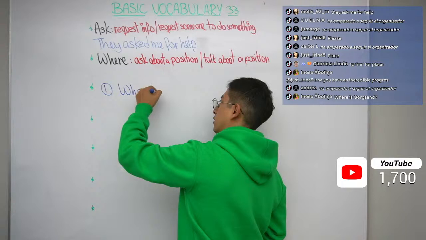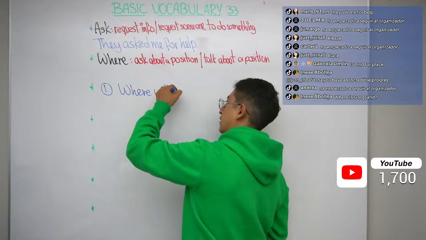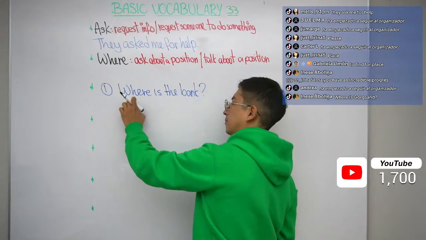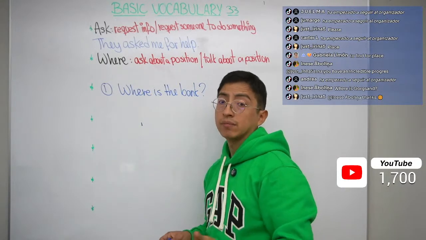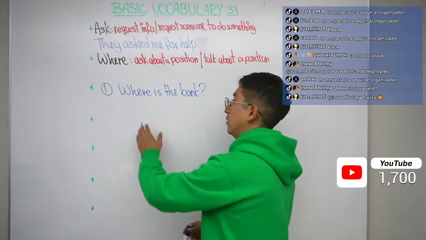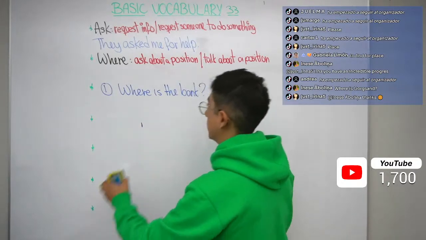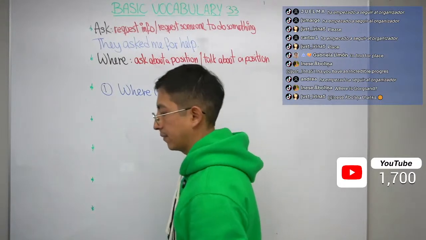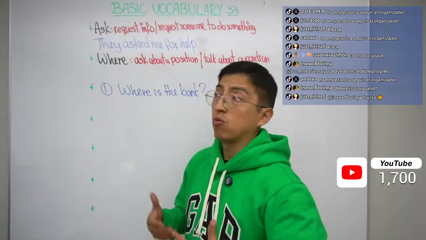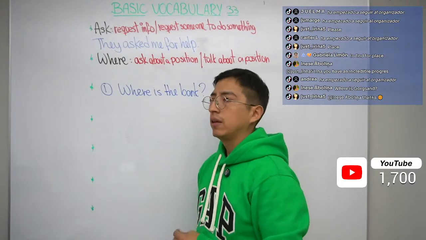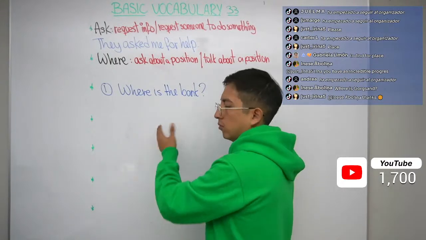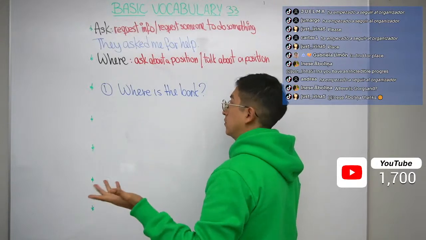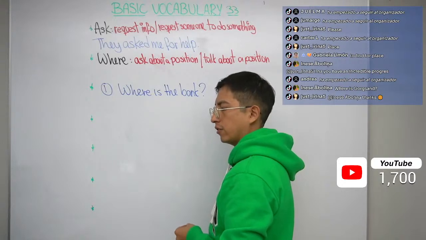Where is the bank? That is the first question. Remember, we always use where at the beginning. Where? ¿Dónde? I don't know where the bank is, so I ask this question. Where is the bank? One more question.